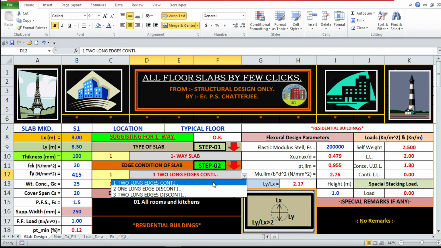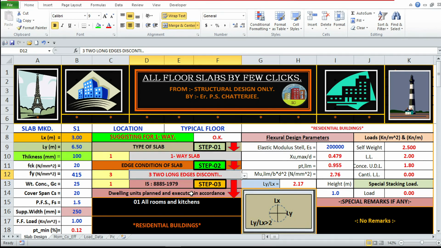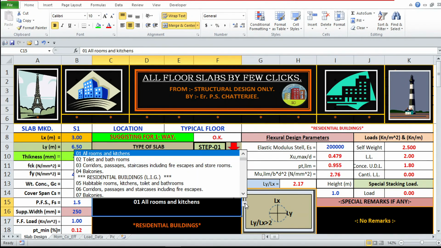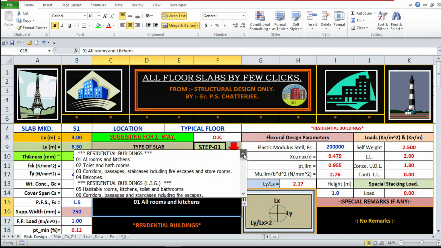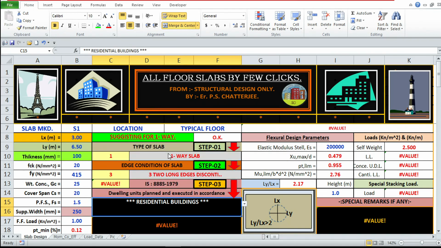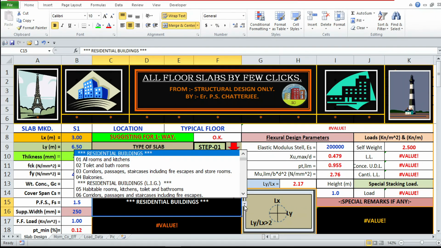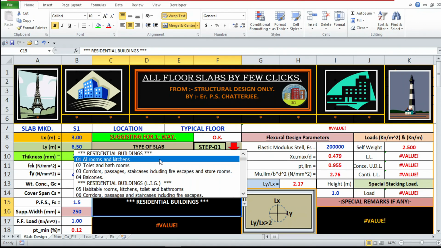In one-way slab, there are three categories. I'm taking this, the worst case, two long edges discontinuous. This is the type of building, a long list I have provided here. It is a residential building. Don't select this. If you select this, nothing will happen. So we have to select the type under this building type. Say it is all rooms and kitchen.